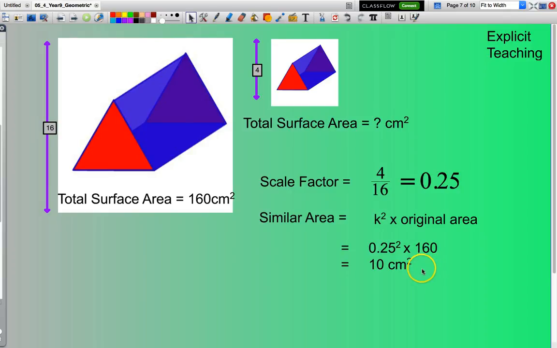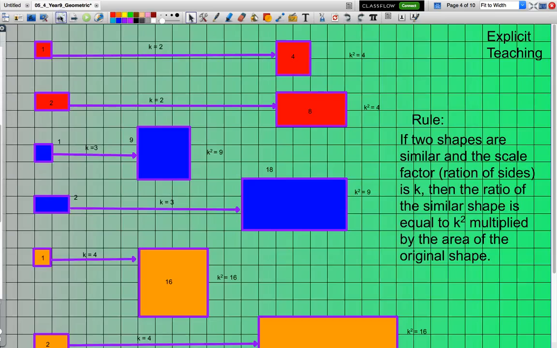Just going back to that original set of words: if two shapes are similar, and they must be similar, and the scale factor, in other words the ratio of the sides, is k, then the area of the similar shape is equal to k squared multiplied by the area of the original shape.